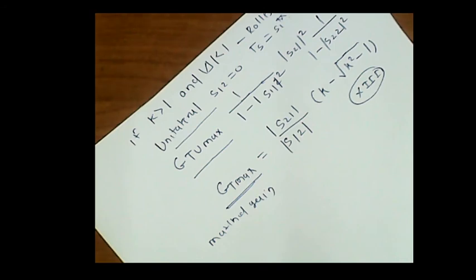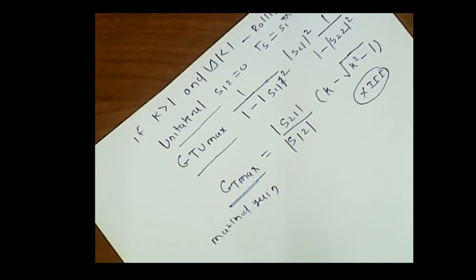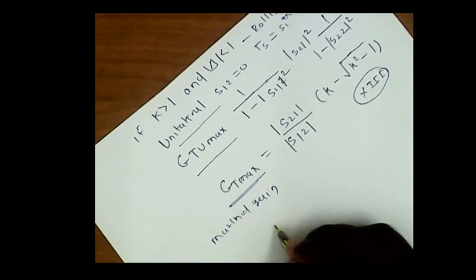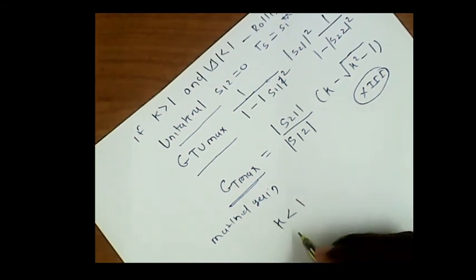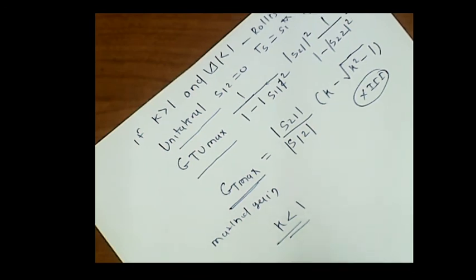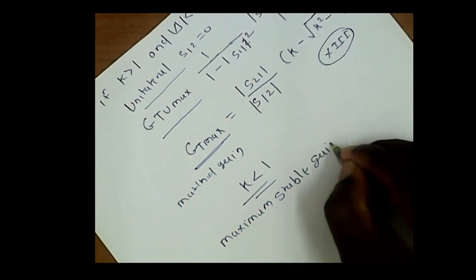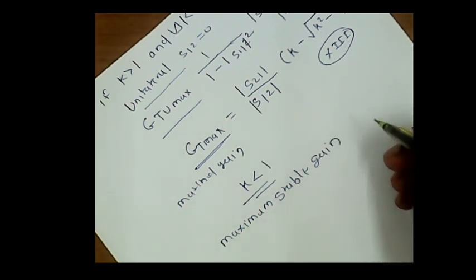Maximum gain does not provide a meaningful result if the device is only conditionally stable, since simultaneous conjugate matching of source and load is not possible if K is less than 1. If K is less than 1 according to Rollett's test, then the figure of merit defined is the maximum stable gain, which is very important.